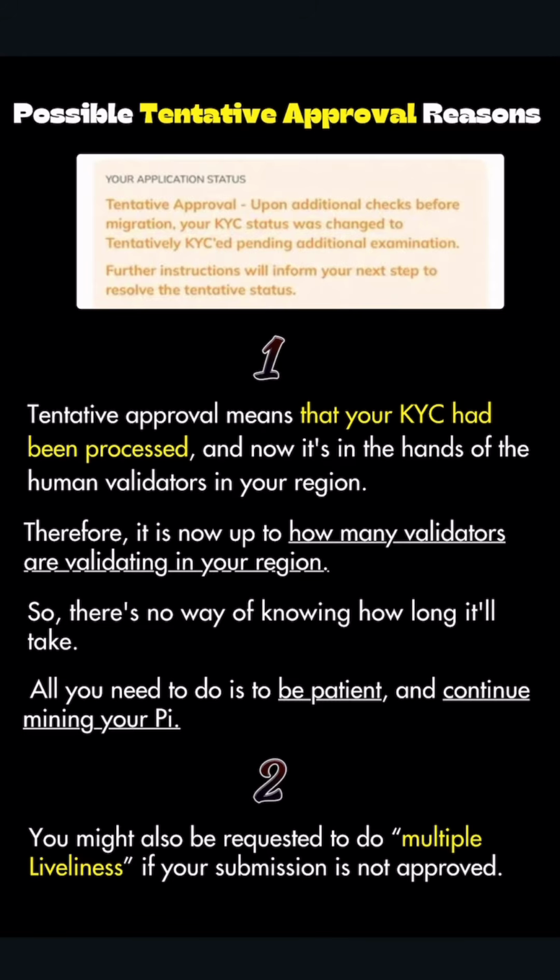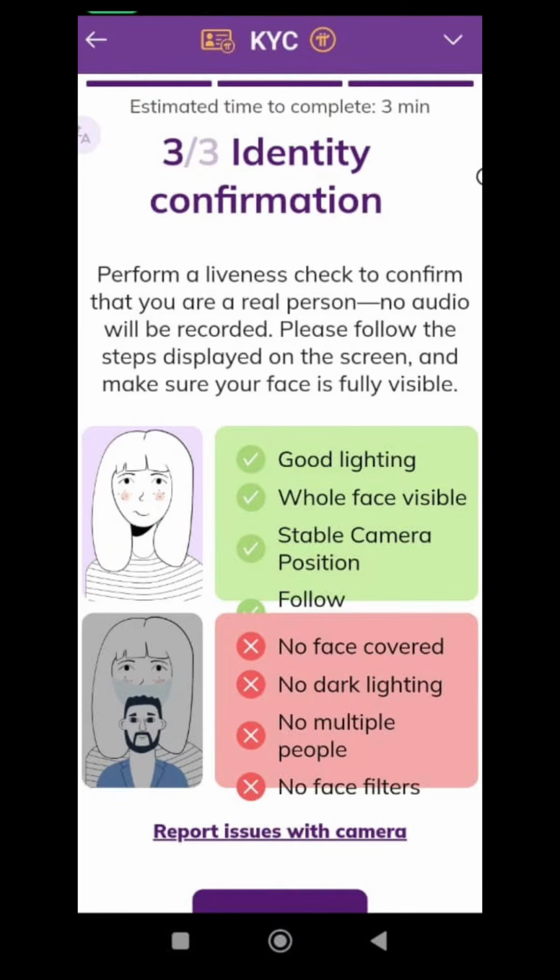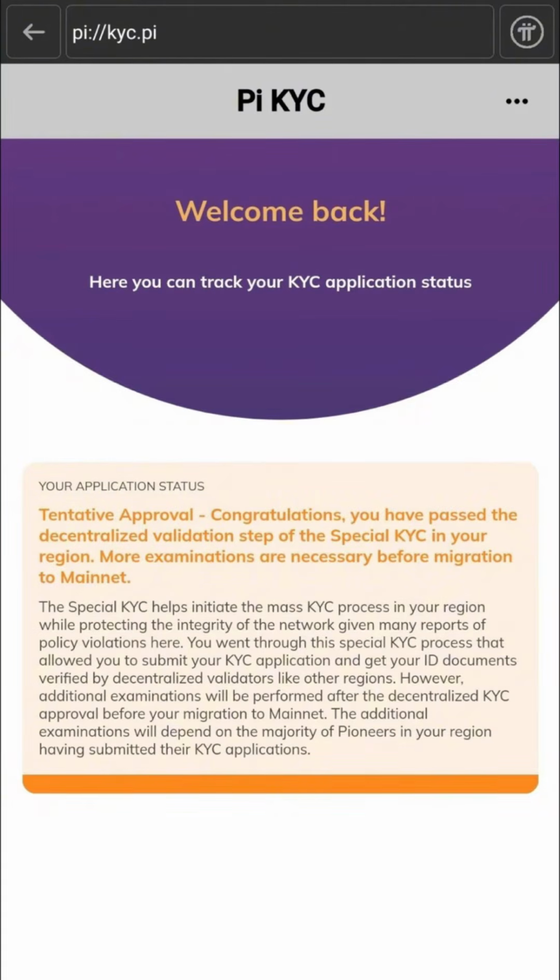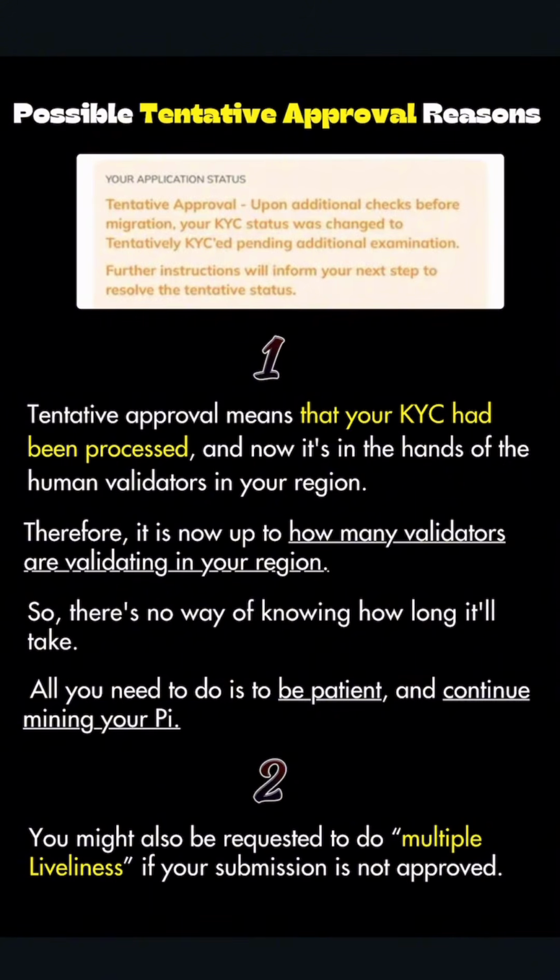Okay, so there's no way for you to know how long this is going to take. So all you need to do is to be patient and continue to mine your Pi. Okay, so while you wait for it to clear up, you continue to mine your Pi. Number two, you might also be requested to do multiple Liveness checks, okay, if your submission is not approved. So if this keeps on showing tentative approval, you might be triggered, or required, to do multiple Liveness checks for it to clear off. All right, so that is what this means and how to go through it successfully.